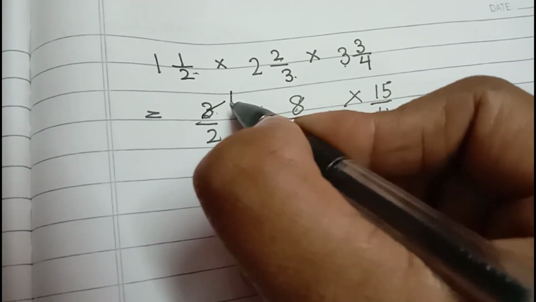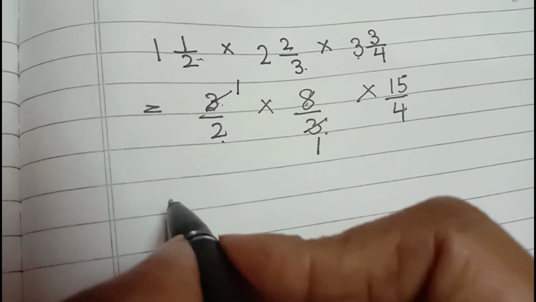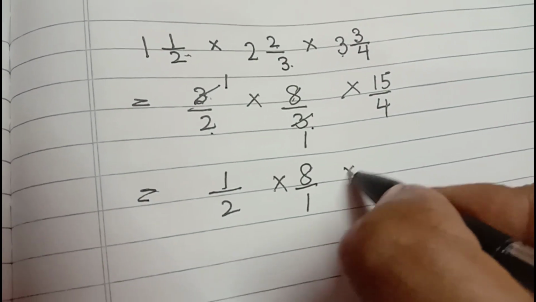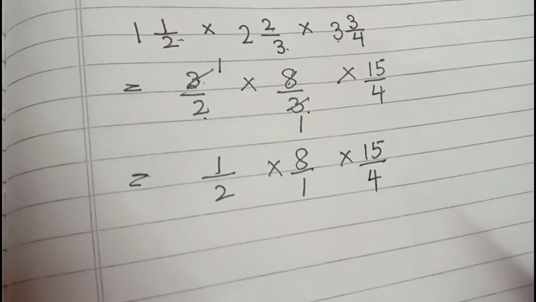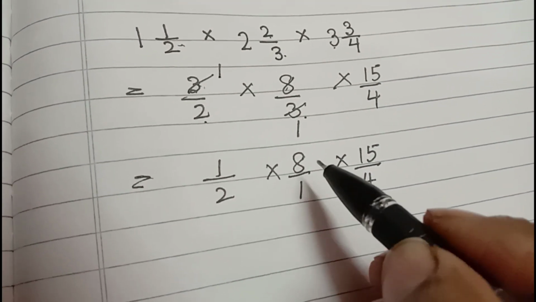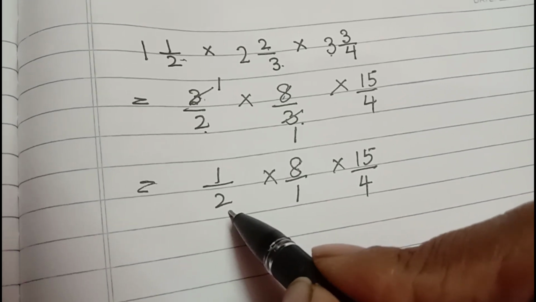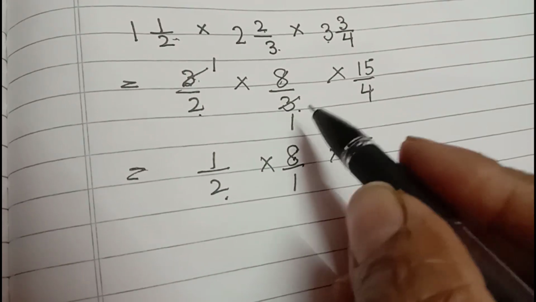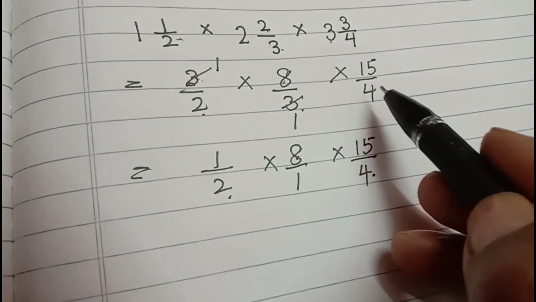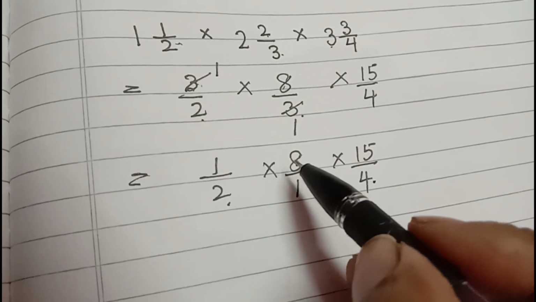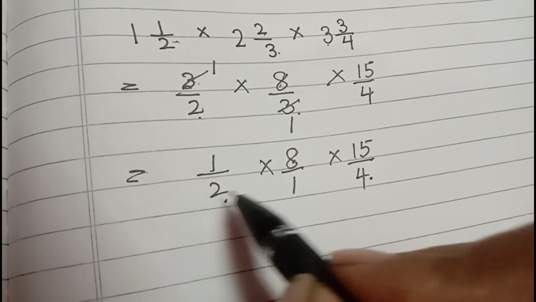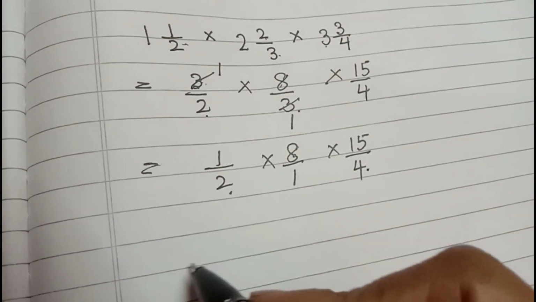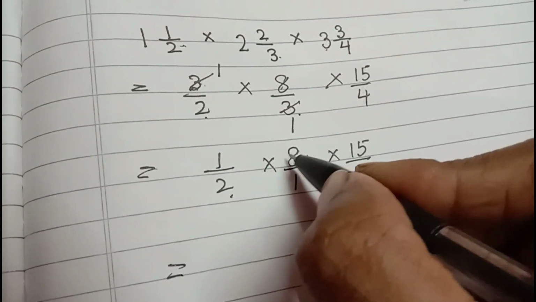Yes. 3 1s are 3, 3 1s are 3. Now I will write my leftover. 1 by 2, 8 by 1, 15 by 4. Now see children, this 8 can be cancelled by this 2 also. This 8 can be cancelled by this 4 also. Clear? So it's not that because your 3 is written here, you cannot cancel here. You can cancel with any of the denominators. Out of all 3, you can cancel with any of the denominators if cancellation is possible. Clear? So I will do with this.